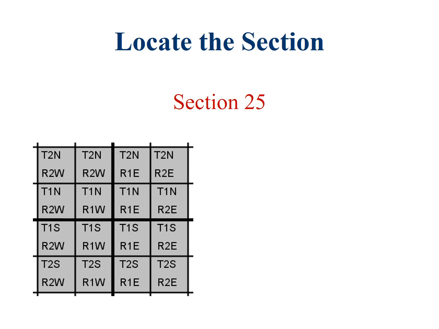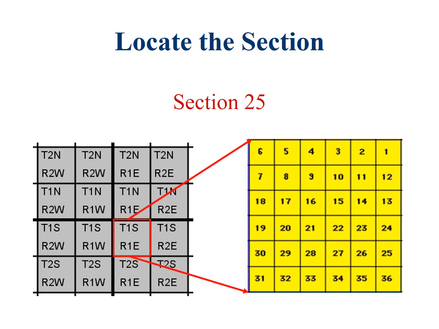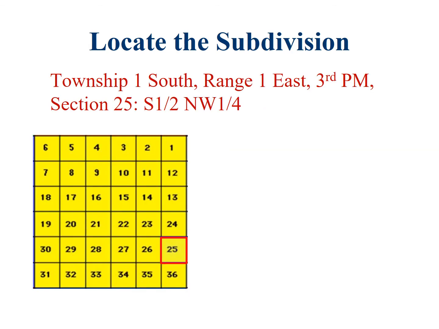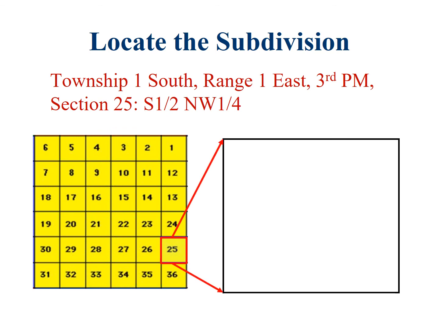Find Section 25. Remember, each township is divided into 36 sections, numbered as shown. Section 25 is toward the lower right-hand corner of the township. To locate the subdivision of the section, start from the last division listed in the description, which would be the northwest quarter. Divide the section into quarters and look at the northwest quarter, which is located in the upper right-hand corner. Divide the northwest quarter into halves horizontally. The description is the south half of this quarter.